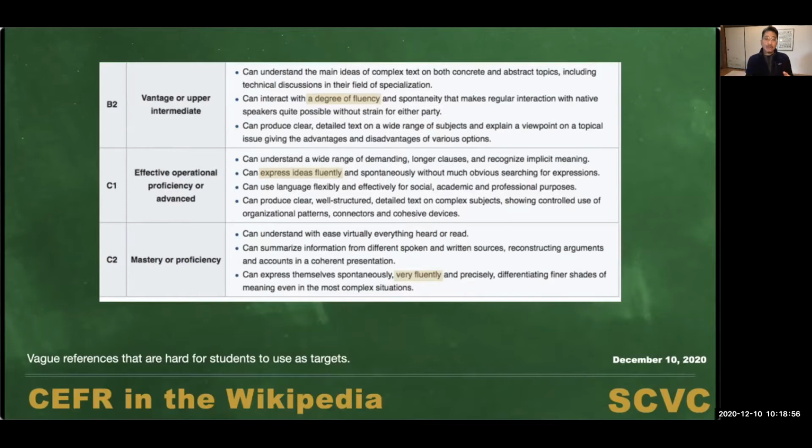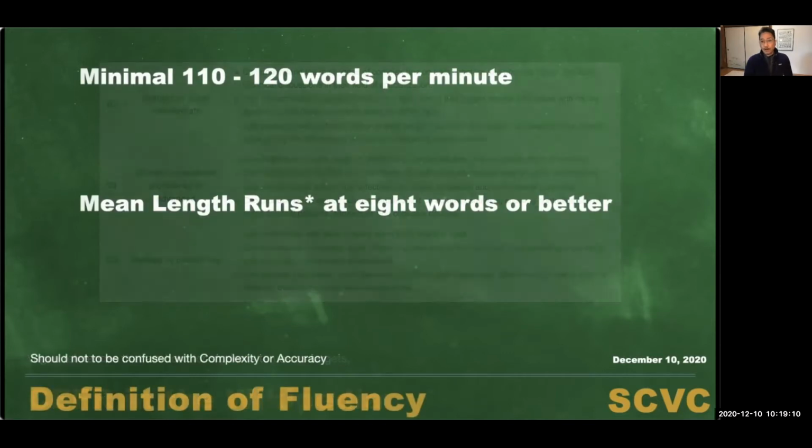Because I know some TOEIC 800 students, and I know some TOEIC 750 students that cannot speak fluently. Not by the next definition that I'm going to show you. And that definition is this one. You already saw it a little bit. The minimal definition of becoming someone who's fluent, okay, first I'll give you the numerical number. It's 110 to 120 words per minute, okay?